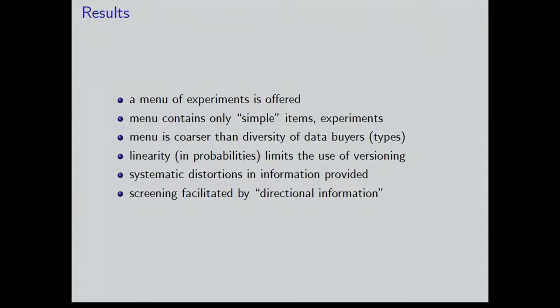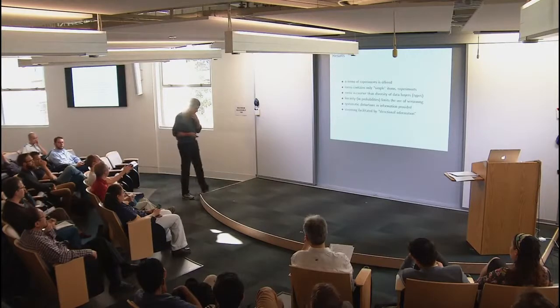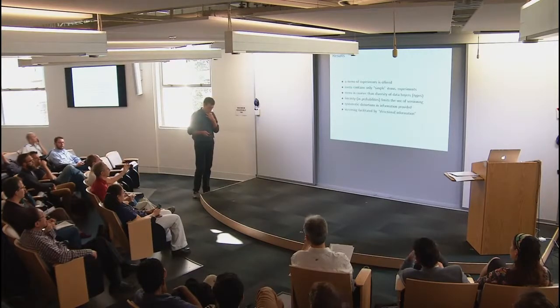Just to get some intuition, if all the different types of data buyers want totally different things, now I can completely price discriminate them by giving them just the information that they need, which would be useless to the other ones, which would seem to go against this intuition, or this statement, that you would have very few items on the menu.